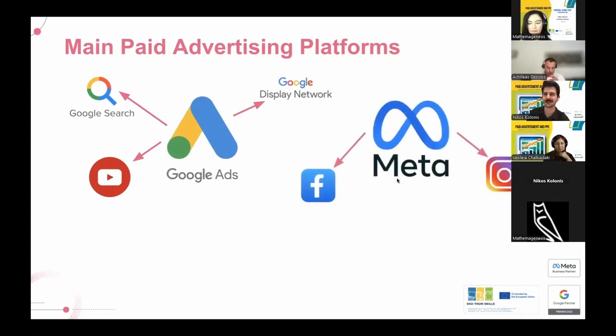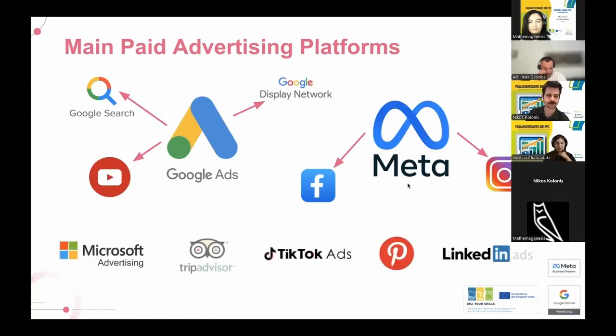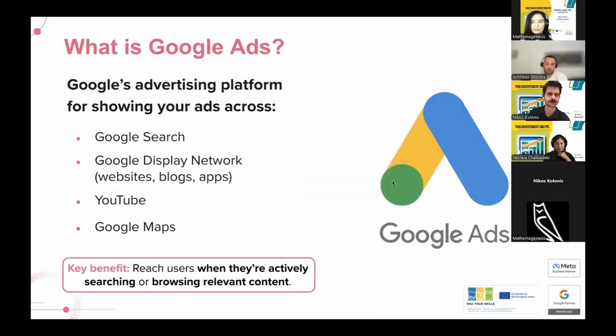And then we have Meta Ads, which includes ads on Facebook and Instagram. Those are the big two, the main platforms where one can advertise online. There are also many other smaller ones. Microsoft Advertising is gaining some traction. There's also TripAdvisor for the tourism sector. There's TikTok Ads now, etc. But as I said, we won't have time to cover all of those, so let's start with Google Ads.